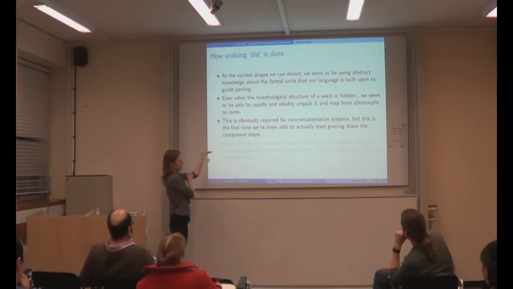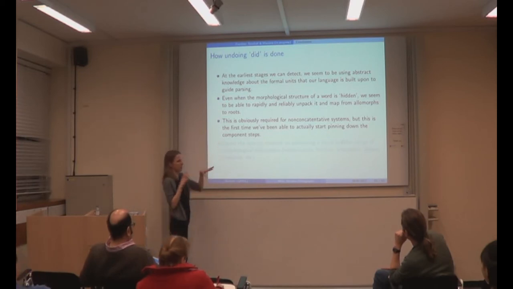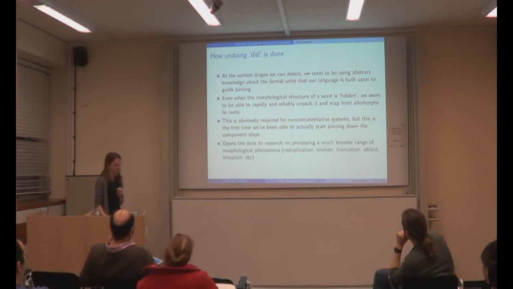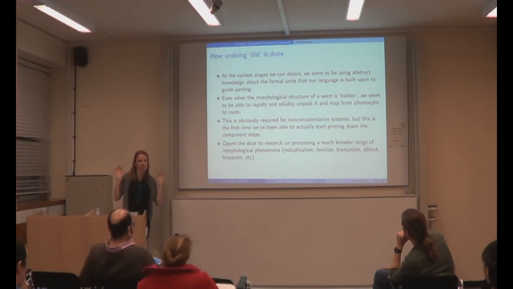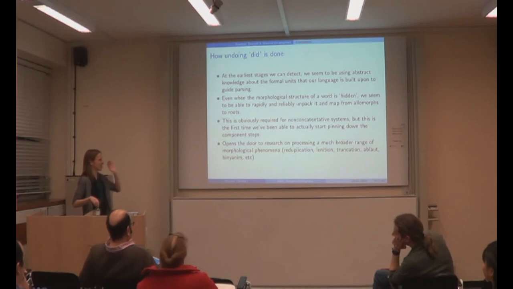So this is, in a roundabout way, in essence, of getting at bigger questions, because this is now the first time we're starting to get some idea of what kinds of information you might use to do this, this detection and unpacking. And what we hope is this really opens the door to research on processing a much broader range of morphologically interesting phenomena. Because the more time you spend on it, the more you realize the English irregular past tense is not interesting. It's become this huge area of debate and discussion for strange historical reasons.